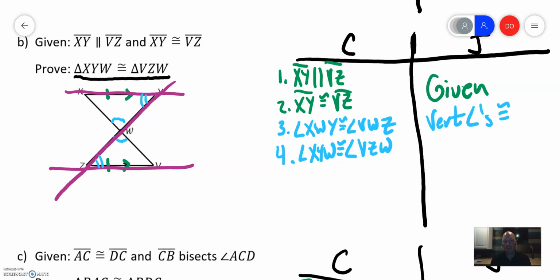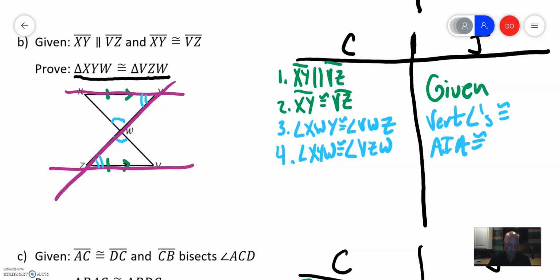So you could say AIAs are congruent. You could say alternate interior angle theorem. Parallel lines gives you alternate interior angles congruent. However you want to say that, I'm going to say alternate interior angles are congruent.